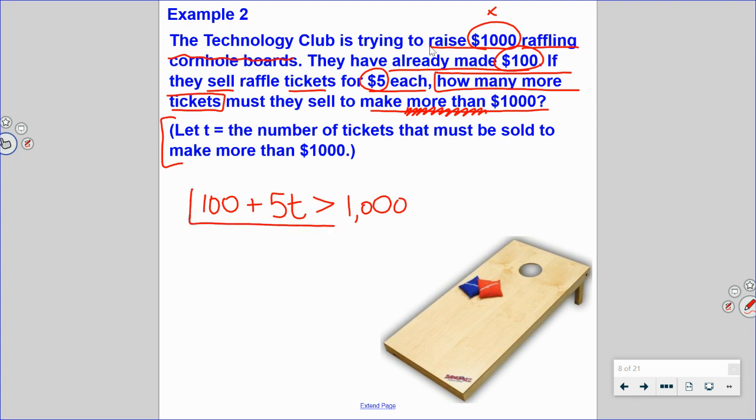So there, ladies and gents, is what Mr. Callan feels is the toughest part of the problem. Let's go ahead and solve. I'm going to rewrite it: 100 plus 5t greater than 1,000, and then we know we want to get rid of that 100, so you can add a negative or simply subtract.